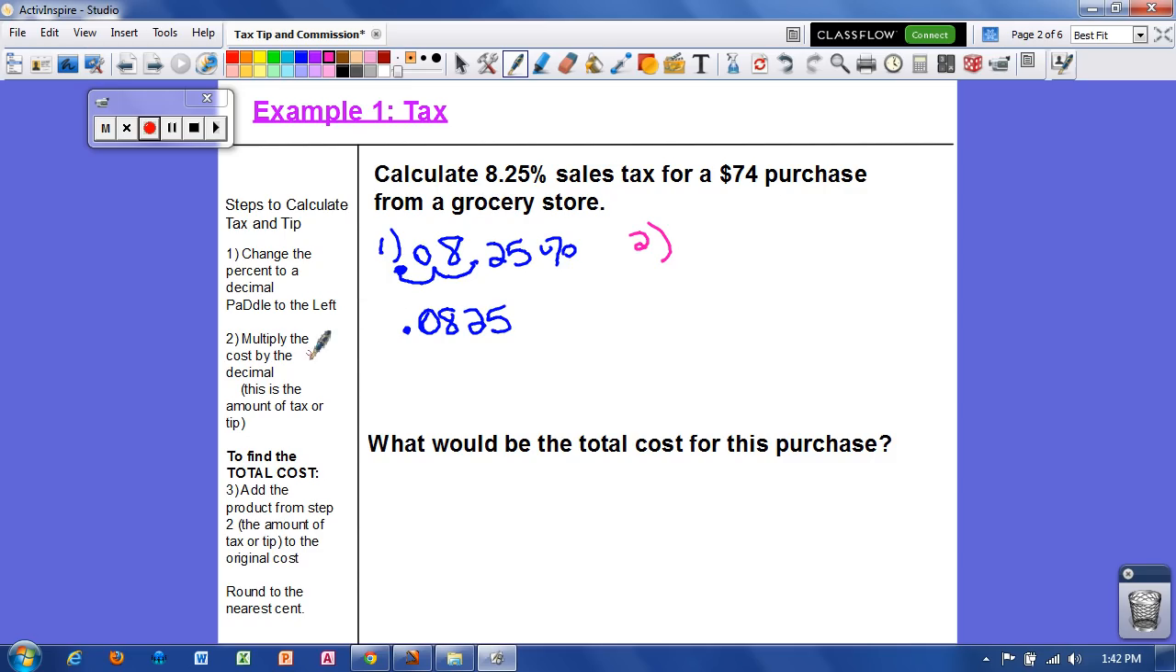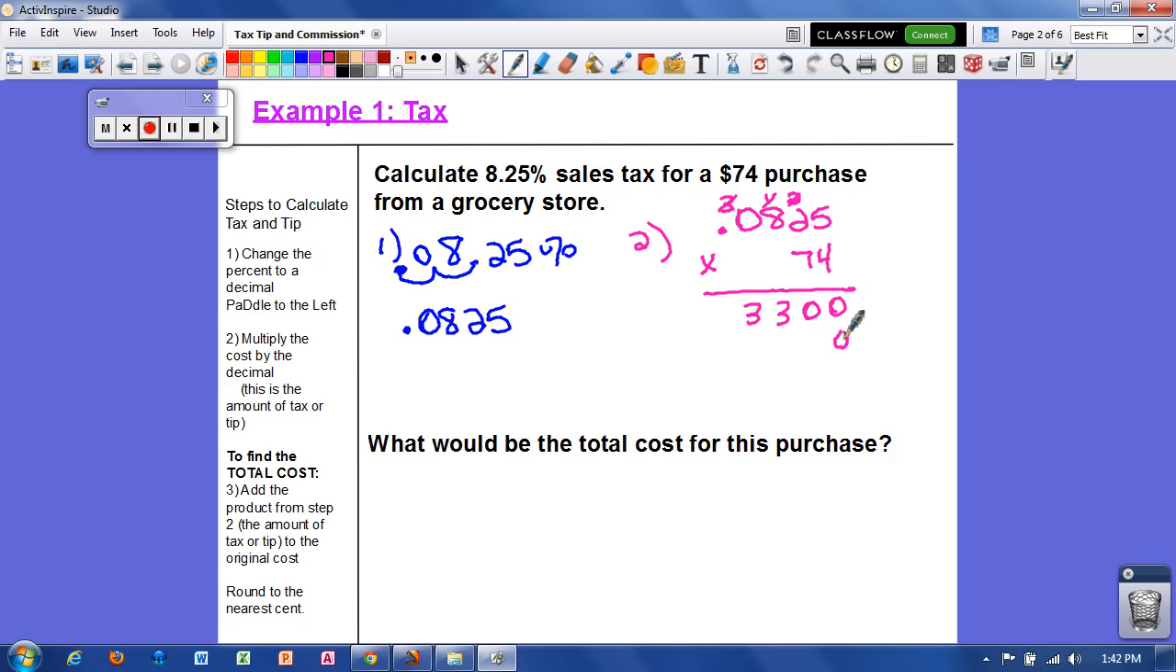Now my second step would be to multiply the original cost by the decimal. So my original cost is $74. I want to multiply that by 0.0825. Since this number is longer, I'm going to put that on the top of the multiplication problem. And then I'm going to put 74 below that. Alright, now 5 times 4 is 20. 2 times 4 is 8, plus 2 is 10. 8 times 4 is 32, plus 1 is 33. 0 times 4 is 0, plus 3 is 3.